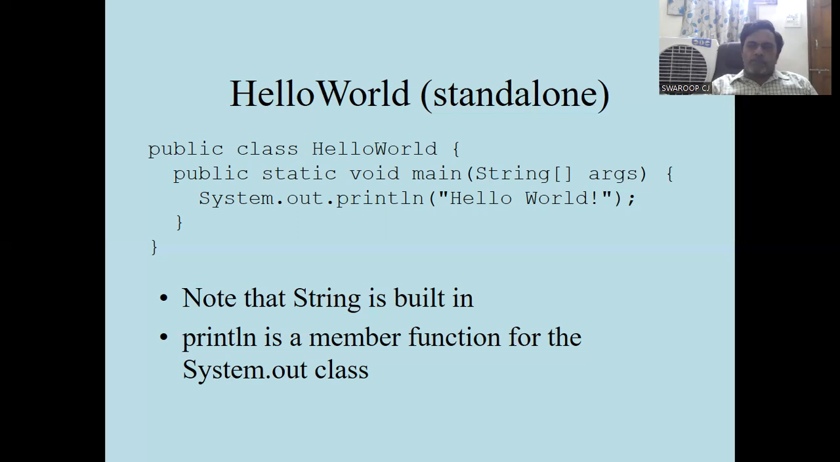And println is a function. It's a member function of the System.out class. Here, System.out: dot out means the out class, the System.out class. What is the method name here? Println. Likewise, we can create n number of methods inside the class.